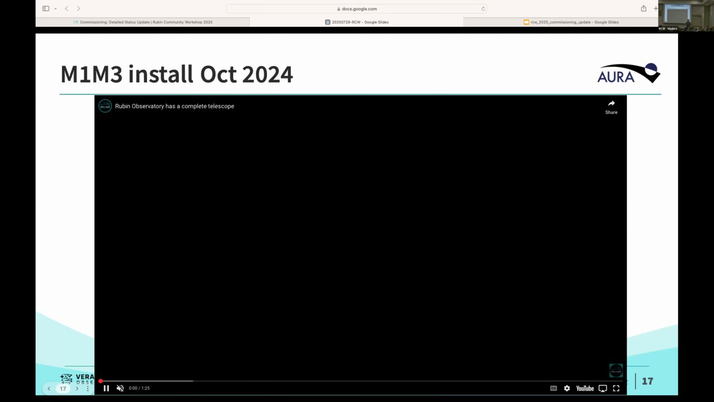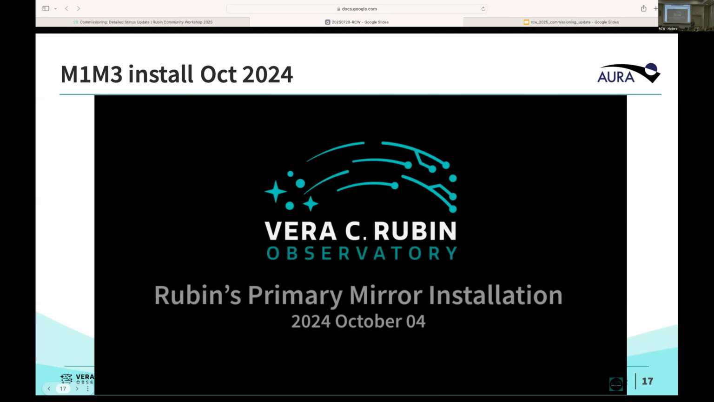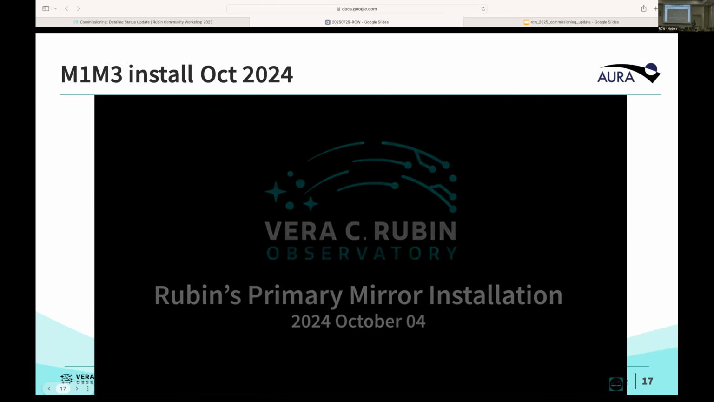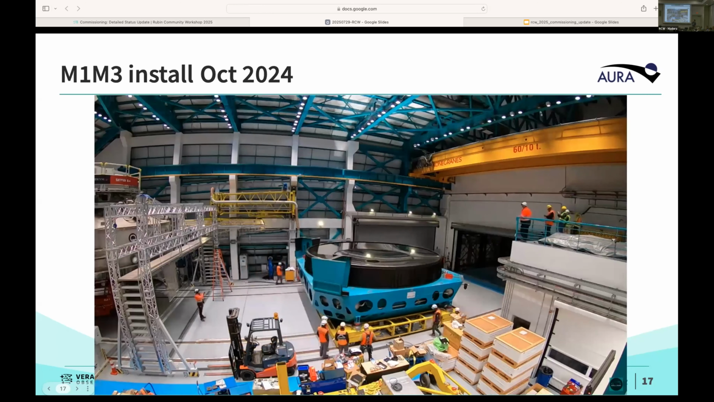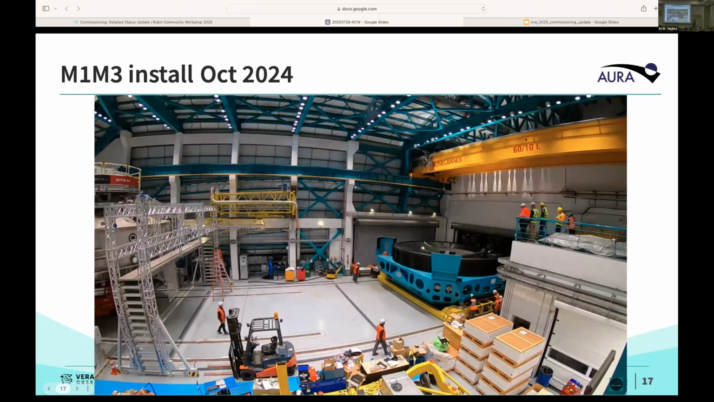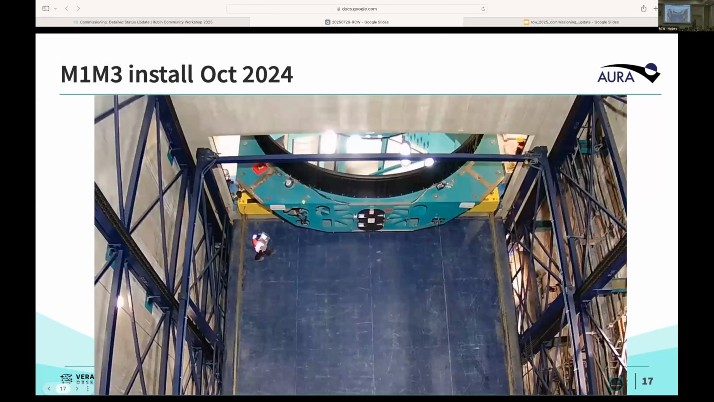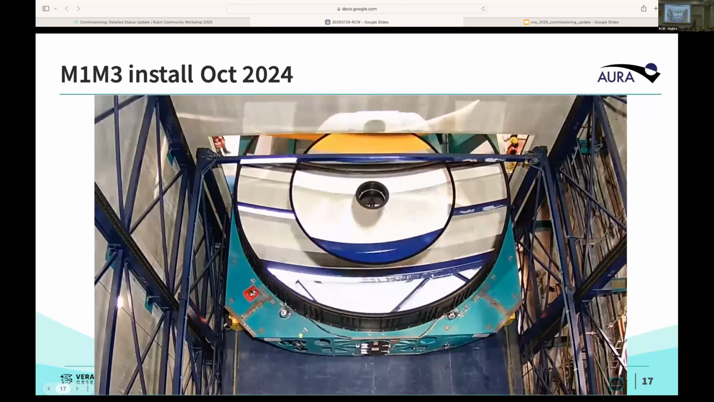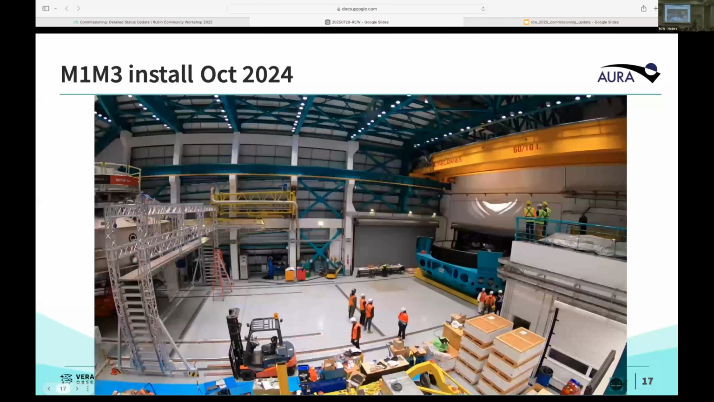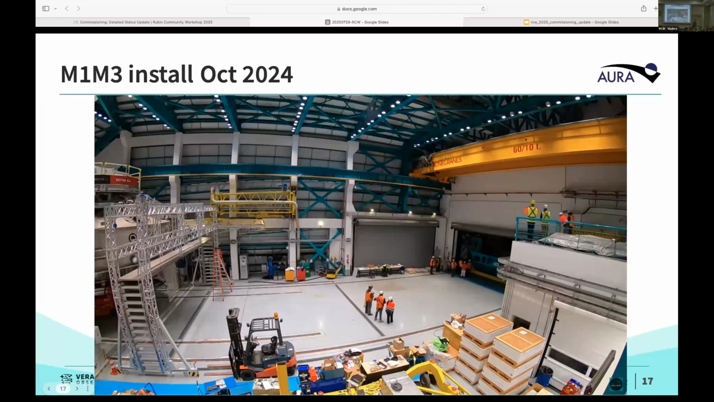Then in October of 2024, M1M3, the last of the optics went onto the telescope. And shortly after, so this is the coated mirror on level 3. It's on railroad tracks. You can see it rolling into the P-flow lift. And then there's equivalent railroad tracks on level 8 to roll it under the telescope. It's pretty, but you can see that without me telling you.